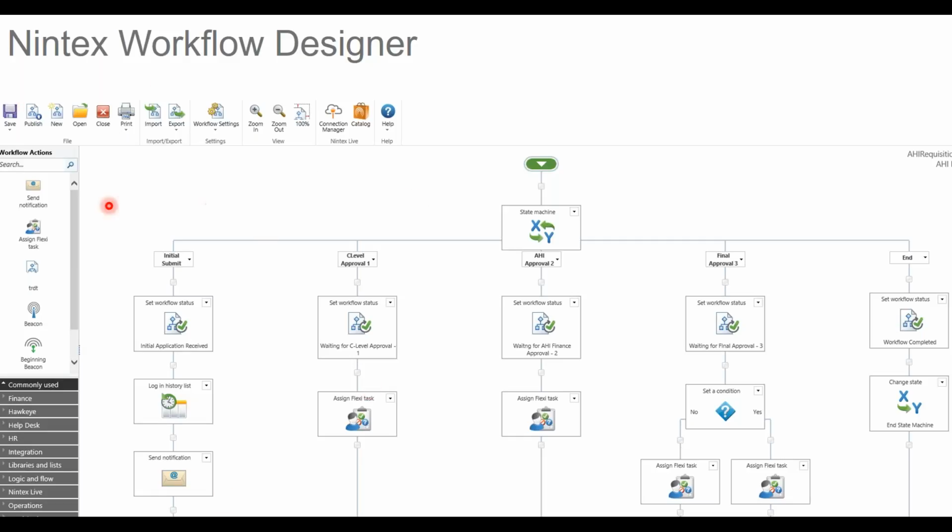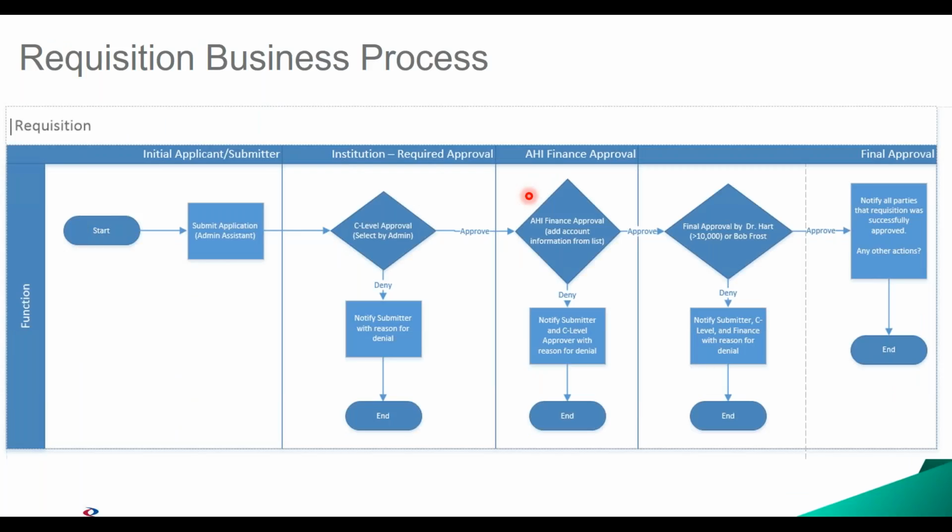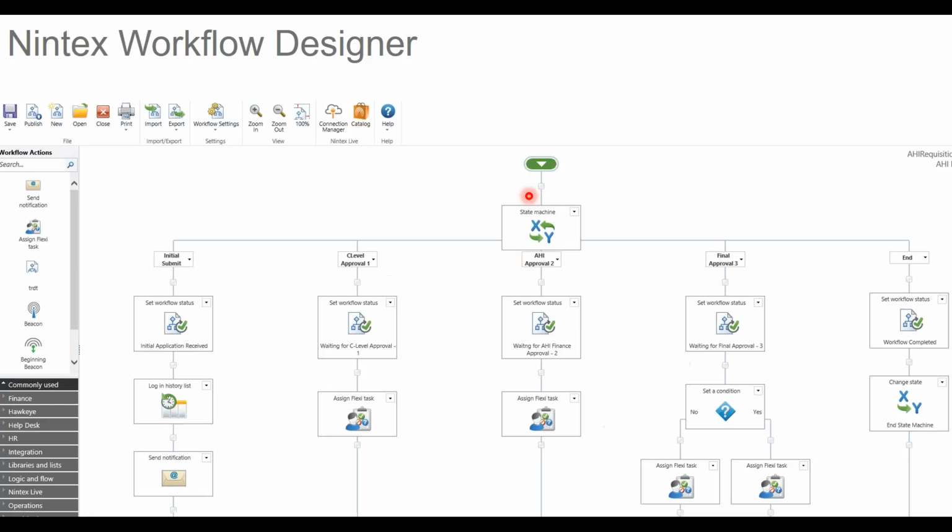So here's a workflow designer. Again, we have all the actions on the left-hand side that we can use. But what I want you to notice is something very unique to Nintex workflow, called a state machine. A state machine allows you to translate these workflow diagrams, like I was showing you on the screen, into multiple branches. You'll see we have the initial submit from the user, we do a bunch of actions, then we move to C-level approval, then finance approval, and eventually the final approval that had the condition of whether we're greater than $10,000, yes or no. We assign these tasks, and eventually we're done and we send out notifications.